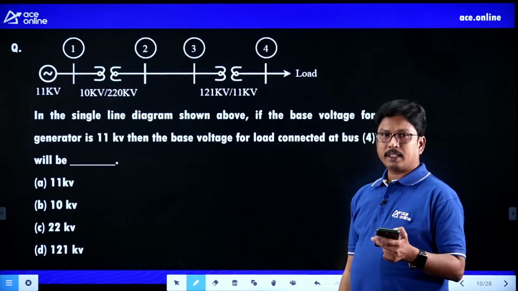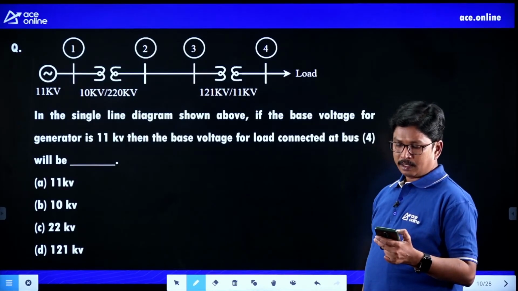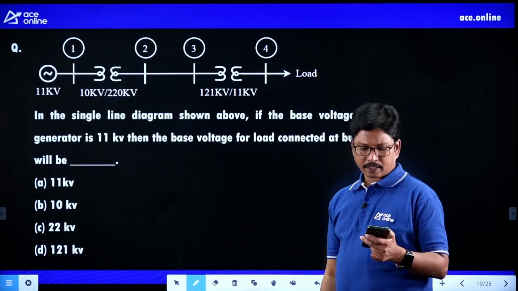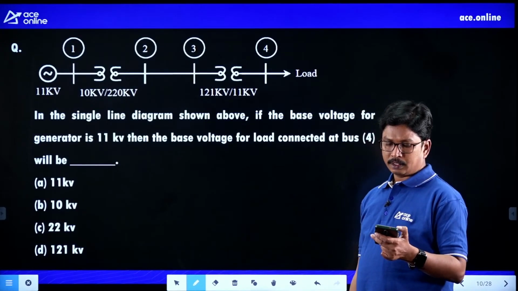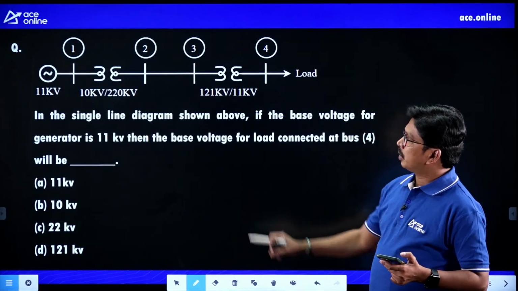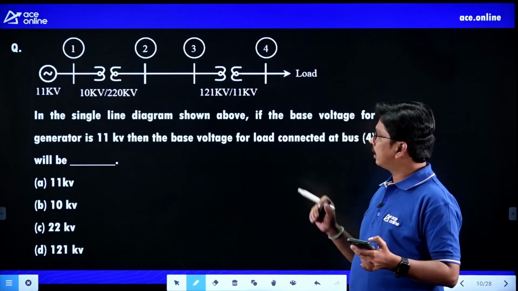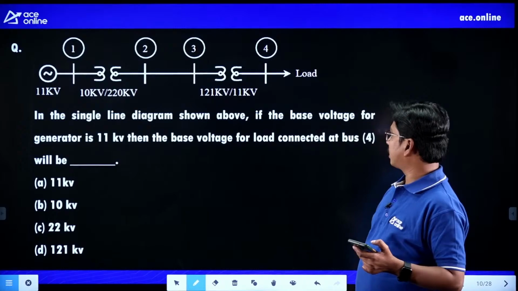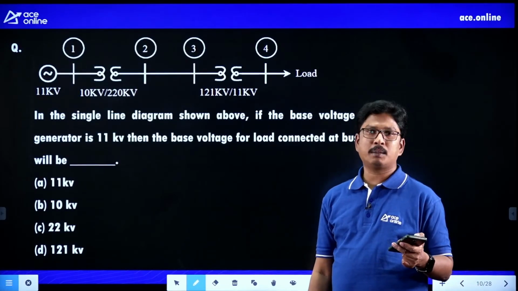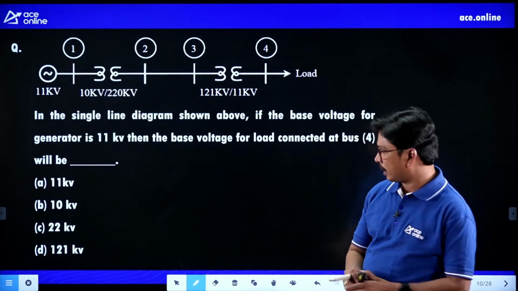Try to understand the question. Any answer? Try to solve it. So the generator is given 11 kilovolts and its base voltage is also 11 kilovolts. Then what is the base voltage for the load connected at bus 4?